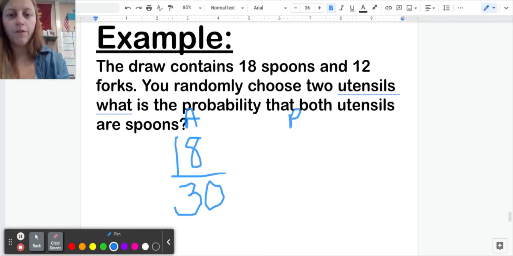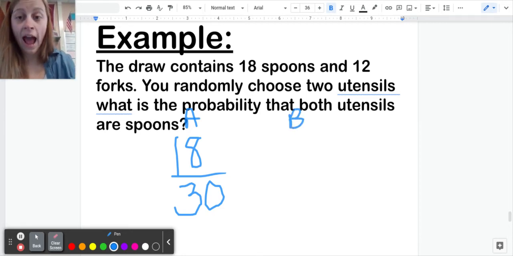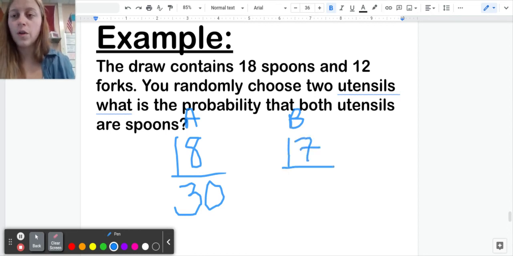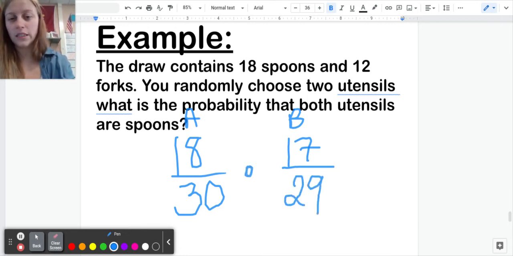The probability of B after A happened. So we pulled out 1 spoon. What's the probability that the second utensil we grab is also a spoon? How many spoons are left because the first one's already a spoon? Well, now there's 17 spoons left out of 29 utensils.